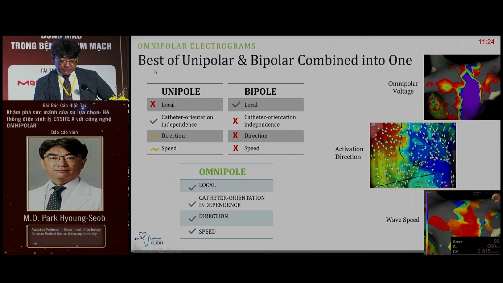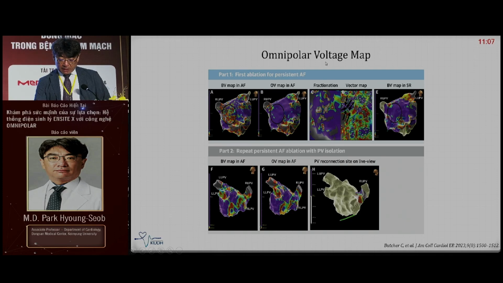The omnipolar algorithm is a combination of unipolar and bipolar combined into one. So it can give us omnipolar voltage, it can give us activation direction, and it can give us information about wave speed. There is a paper published last year to compare the HD Wave solution and the omnipolar voltage map. This is the bipolar voltage map obtained with the HD Grid catheter in atrial fibrillation. This is the omnipolar voltage map in atrial fibrillation. And this is the bipolar voltage map obtained in sinus rhythm.